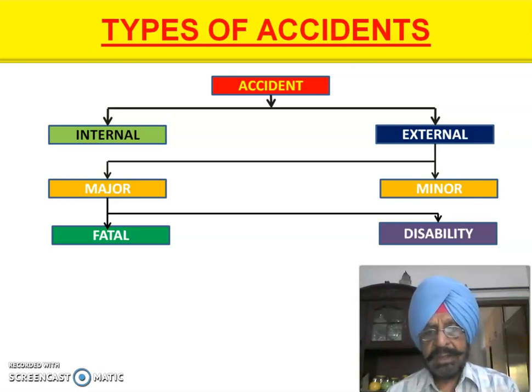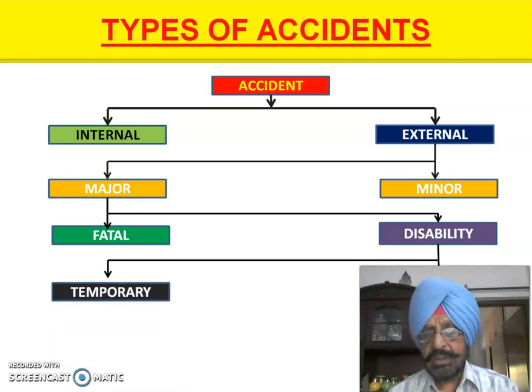Major, again, could be fatal, that is causing almost death, or second, it could be causing disability. If it is a minor accident, that means some bruises, etc., it can be sorted out with first aid. Regarding the fatal, nothing can be done. Disability can be temporary or permanent. For example, one meets with a motorcycle accident, it could be a temporary injury to the health, or it could be a permanent injury.